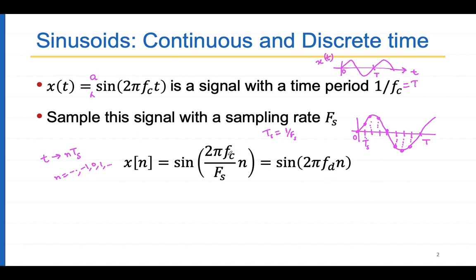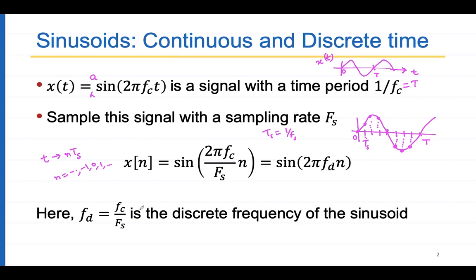Small t is replaced with n upon fs because Ts is 1 upon fs. So I can write this as 2 pi fd n. Now if you compare these representations, they look similar, but this fd is related to fc with this constant fs. So fd is the discrete frequency of the sinusoid, where fd is given by fc upon fs, right? So it depends on both the continuous time frequency as well as the sampling rate. I hope this is very clear now. Let's look at one example to make it clearer.